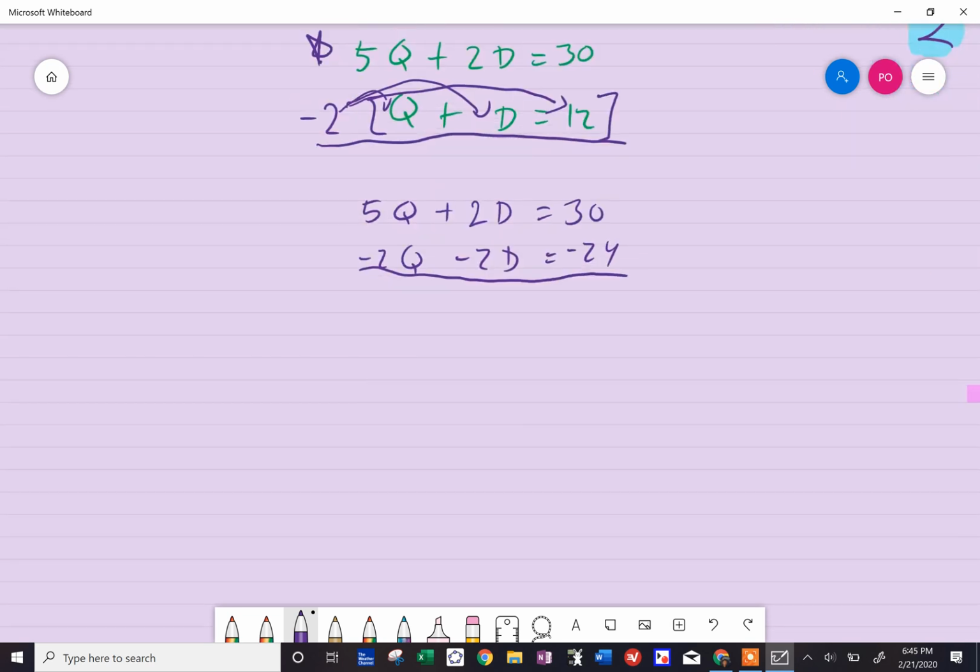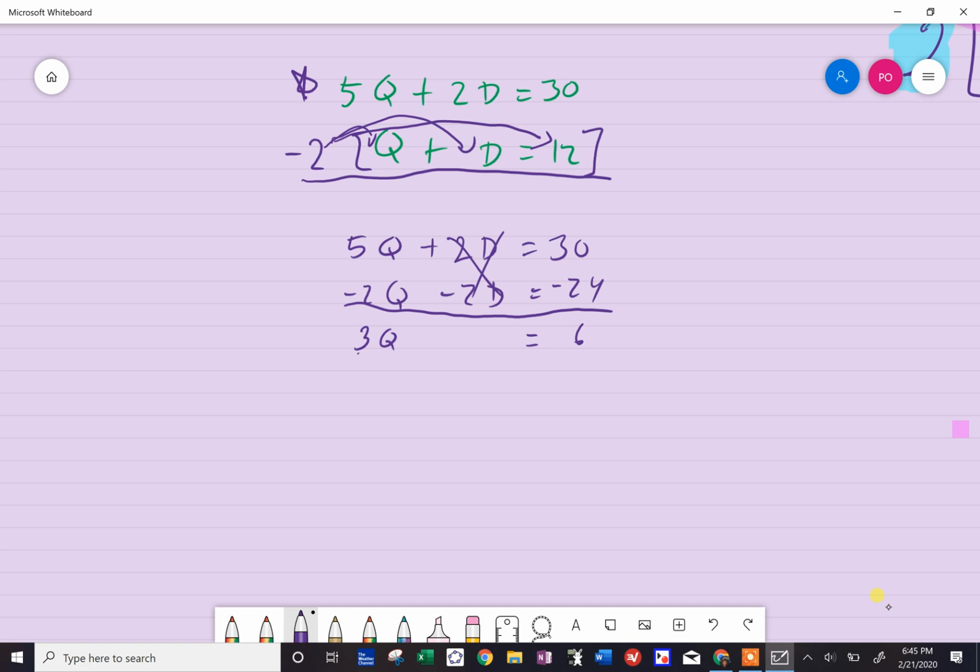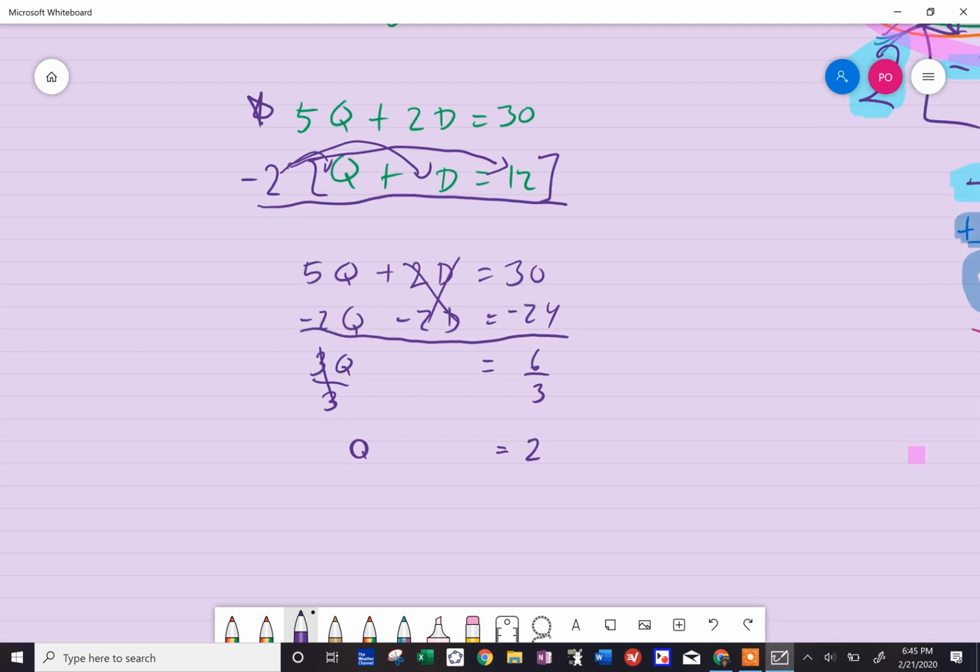So you're welcome. So what I'm going to do is I'm going to say, well, 5 quarters minus 2 quarters leaves me with 3 quarters. 2 dimes minus 2 dimes is 0 dimes. I have no more dimes left, which is great. 30 minus 24 leaves me with 6. So now I just simply have to divide by 3, because I don't want 3 quarters, I just want 1 quarter. I want to know how many quarters I have. Well, when I divide by 3, 6 divided by 3 is 2. And now I know that I have 2 quarters.